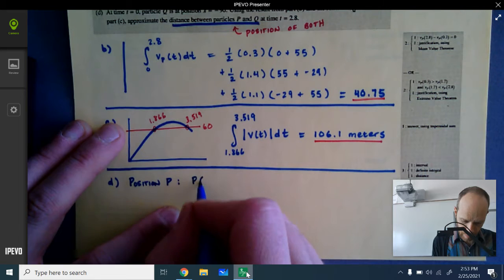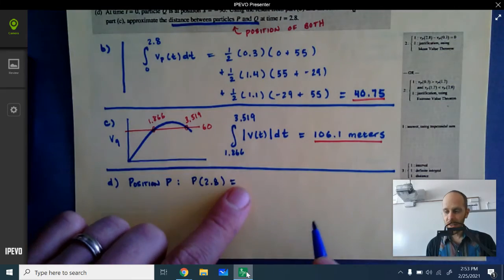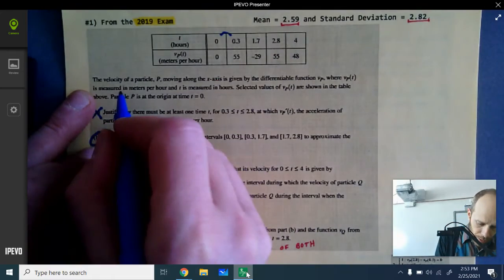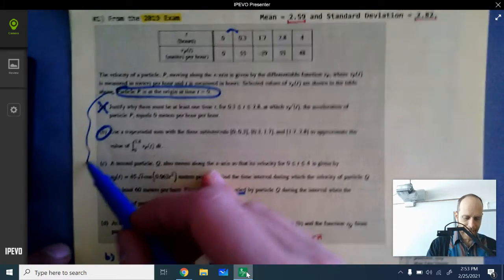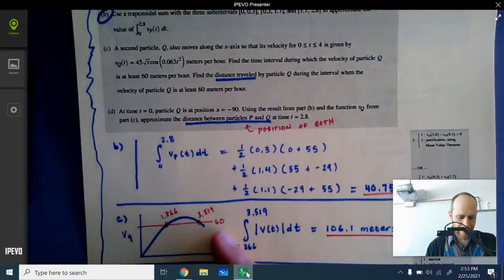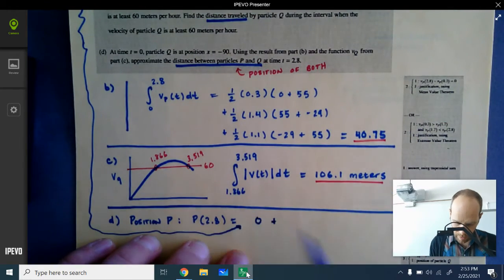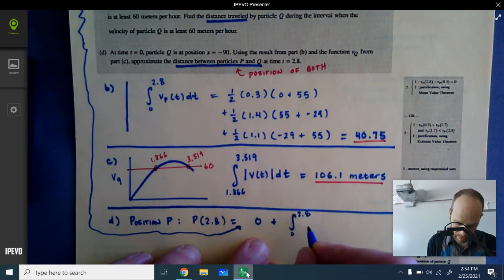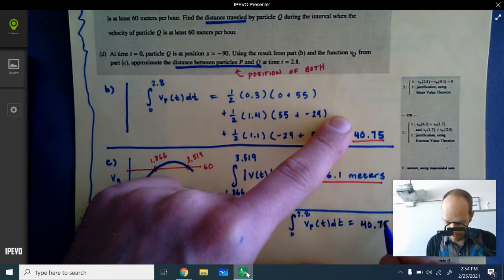So I'm going to say P of 2.8 represents P's position. Now, we need a start and we need a change. And we were given at the very beginning of the problem that particle P is at the origin at time 0. So that's a way of telling us that his start is at 0 plus his change will be the integral from 0 to 2.8 of his velocity. Oh, we found that right here. So it's 40.75.